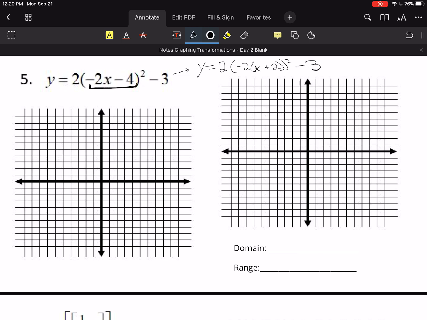So listing out all of my transformations, I have a equals 2, c equals negative 2, h equals negative 2, right, the opposite of what's shown. So I'm going to go left on that. And then k is negative 3, so I'm going to go down.